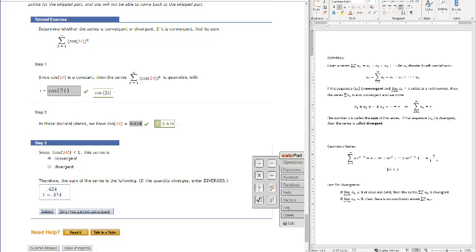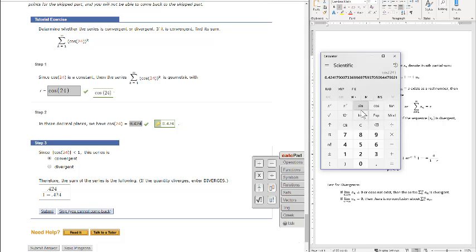We can go ahead and punch this in our calculator. So we got 0.424 divided by, and then in the denominator I have something in parentheses, 1 minus 0.424. So that's my expression, and my sum is going to be this expression, 0.7361.